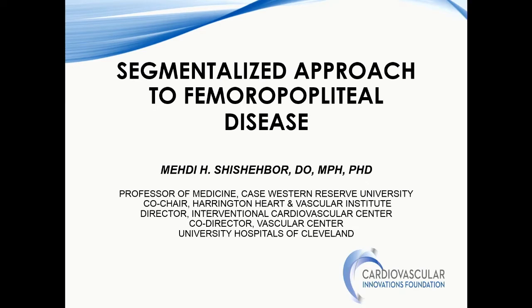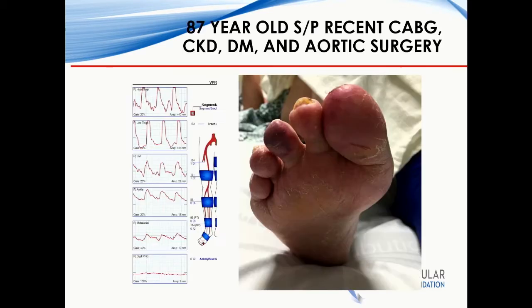And I just want to be a little bit provocative and give the idea: is it possible, in the same segment, in the same artery, to use 4 or 5 different devices depending on the anatomy and the features? So let's start with this case. This is an 87-year-old status post recent CABG, CKD, diabetes, and aortic surgery. Comes in with this pre-ischemic lesion in the toe and is having significant pain.